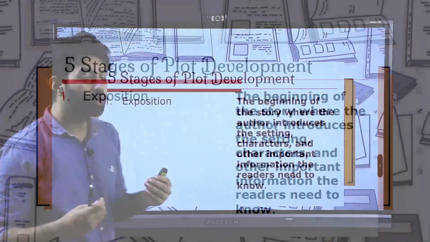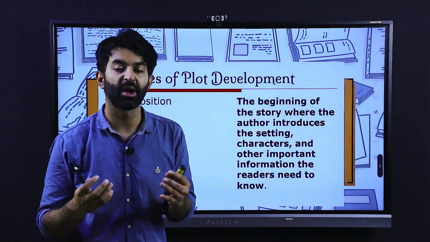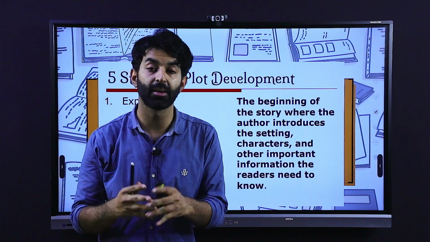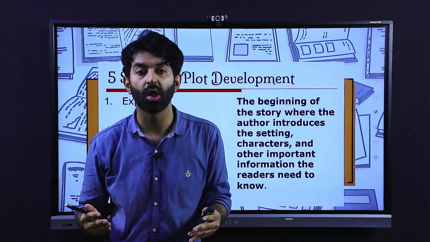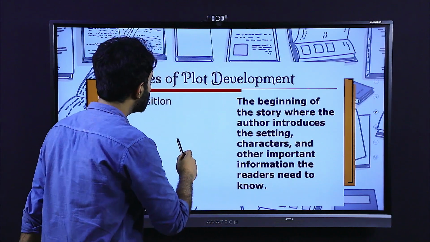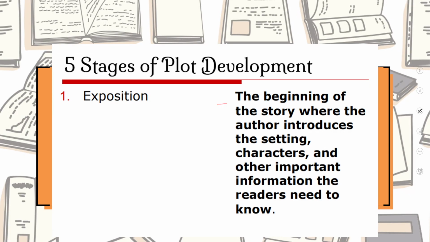Now, let's go through all these different stages one by one. First, we have the start, the beginning of the story. This is what we call an exposition. So here, the story begins. It is the beginning of the story where the author introduces the setting.